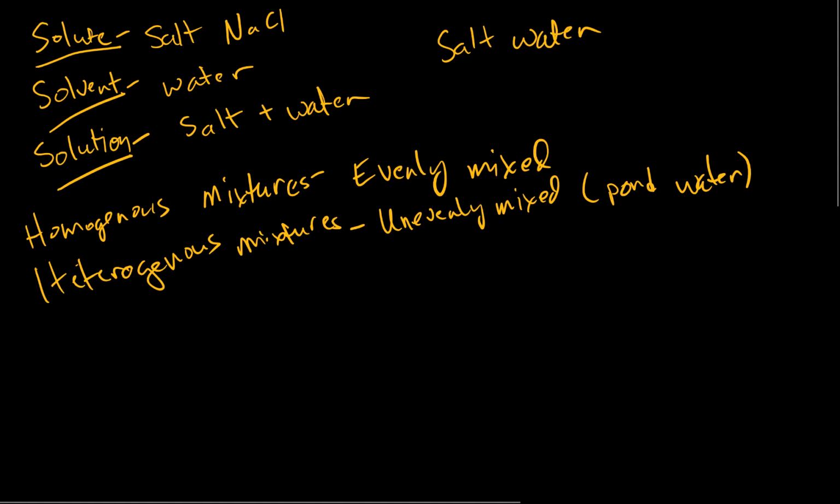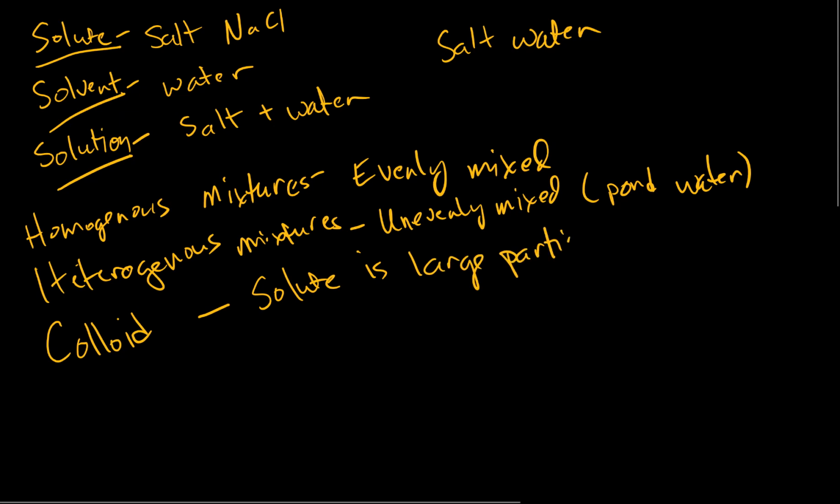I'm going to mention just one more term that you are going to see, especially if you are reading the book. A colloid. What a colloid is, it is an evenly mixed mixture, so it's similar to a homogeneous mixture. But the difference is this: it has the solute is large particles. Okay, so once the particles get to a certain size, they start to call it a colloid.